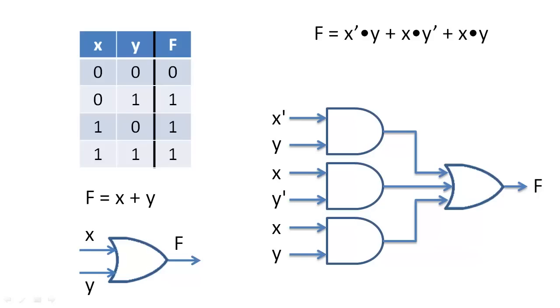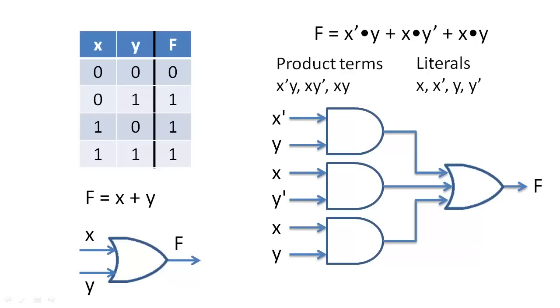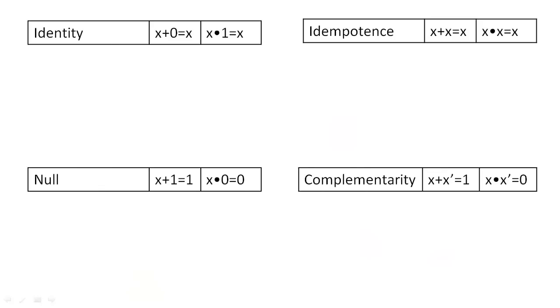The first expression has 3 product terms and 4 literals, but the second expression has only 2 product terms and 2 literals. So the obvious question is, how do we prove that these 2 circuits are equivalent? One tool among many tools that we can use to simplify expressions is the Boolean identities. Here I present 4 of the basic identities.